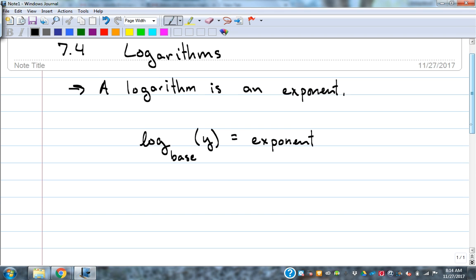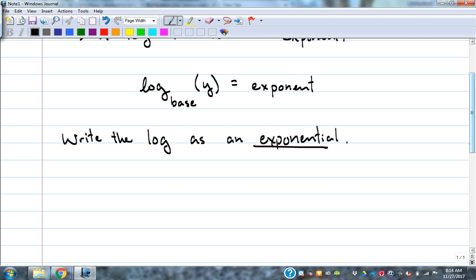So we're going to start by getting the property of rewriting a log as an exponential. An exponential means it's a statement that has exponents in it instead of logarithms. This is the first property of logarithms that we'll use. So log base 2, and the base is always written like a subscript, log base 2 of 8 equals 3.